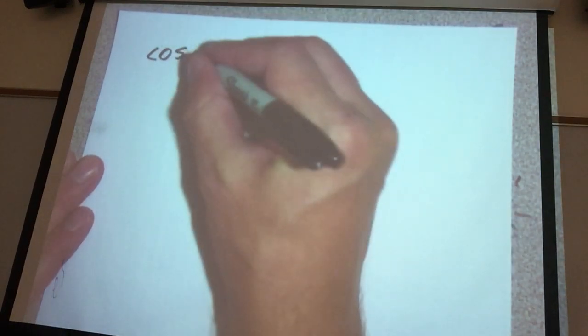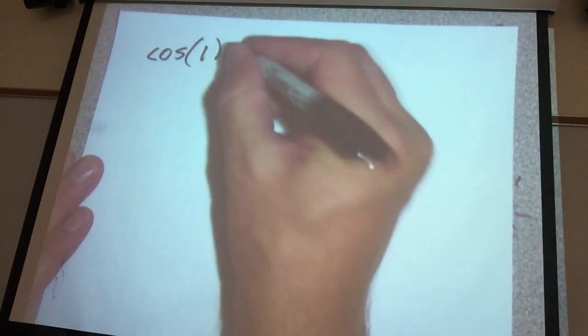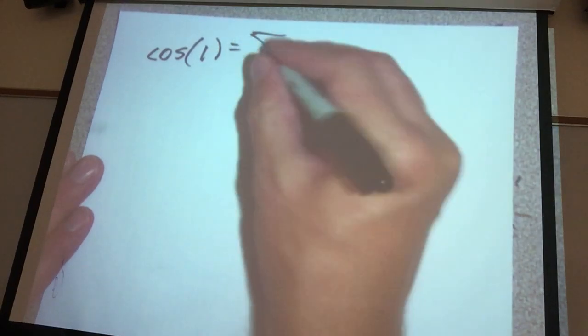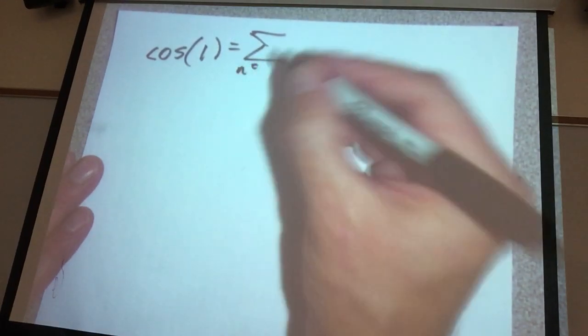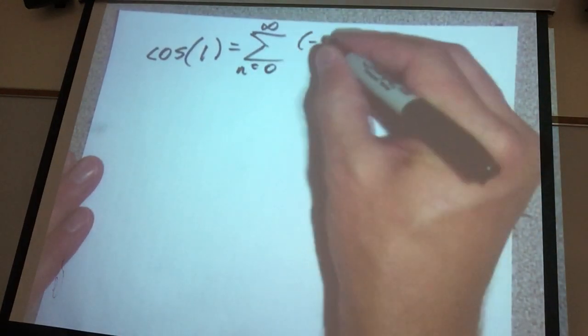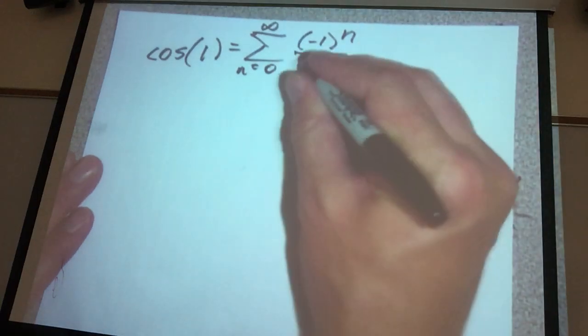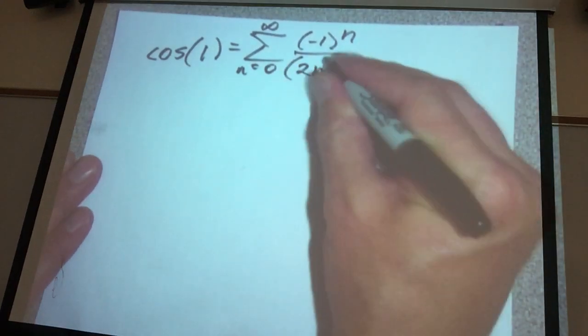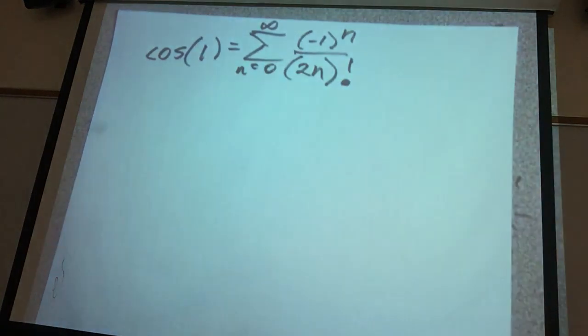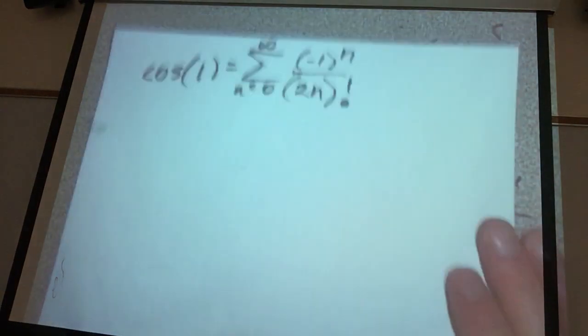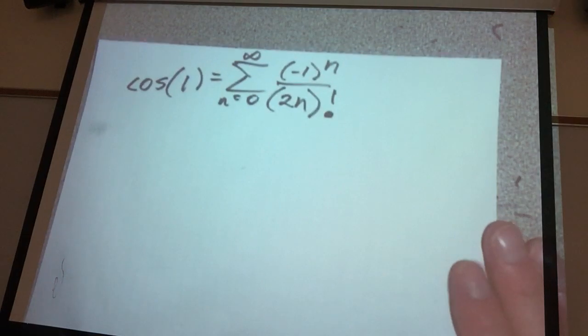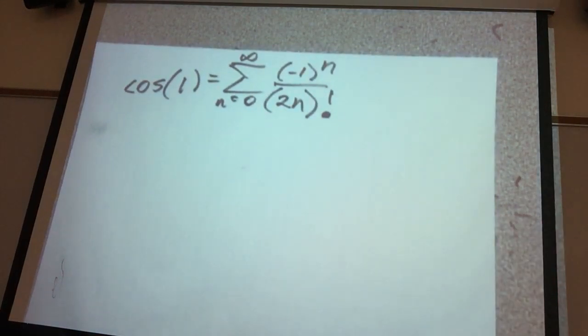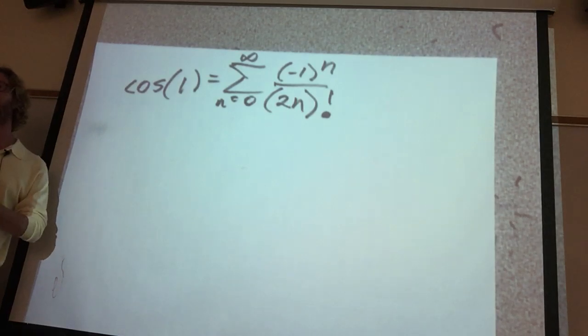Cosine of 1 is equal to the sum n equals 0 to infinity of negative 1 to the n divided by 2n factorial. Okay? All right. And now the problem states, can we calculate cosine of 1 accurate to, let's say, 4 decimal places?